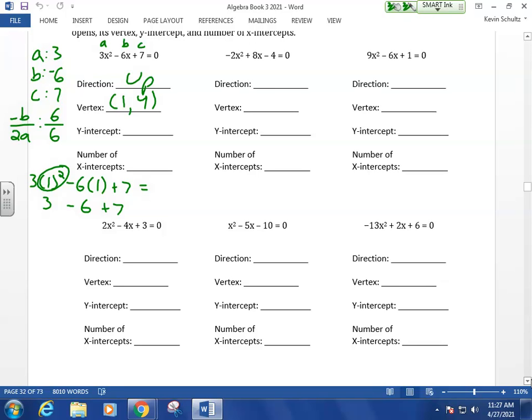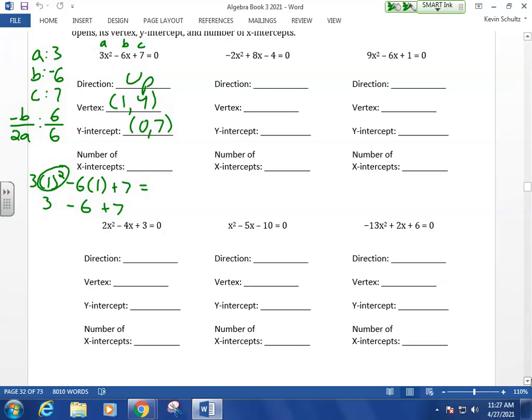If you're using a calculator and don't get 4, raise your hand, and I can come around, or maybe ask a neighbor to see what you're doing wrong. But 4 is what you should get. Any issues? Okay. What's the y-intercept? 7. It's that C value, right? 0, 7. Okay. And now we get to the new part, the number of x-intercepts.